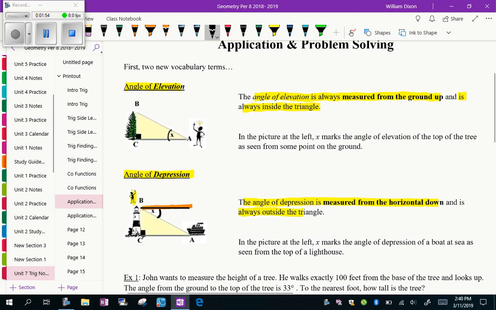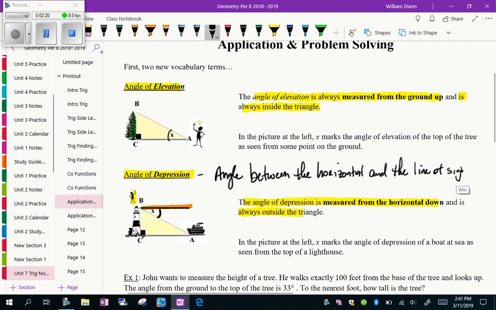Another way of putting this, and I would write this down, it's the angle between the horizontal and the line of sight to the object. So this is the line of sight to the object.